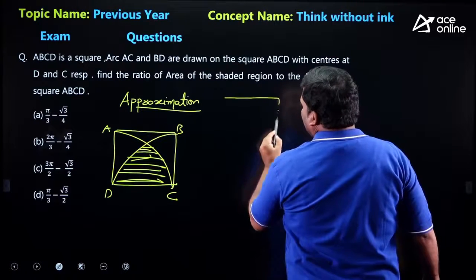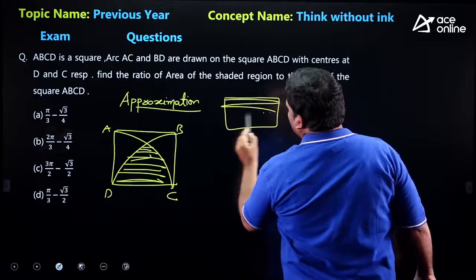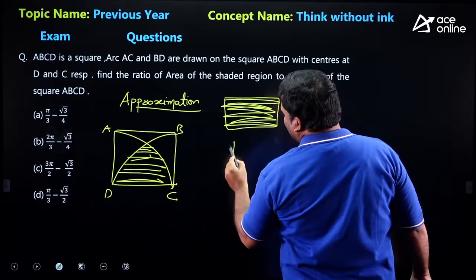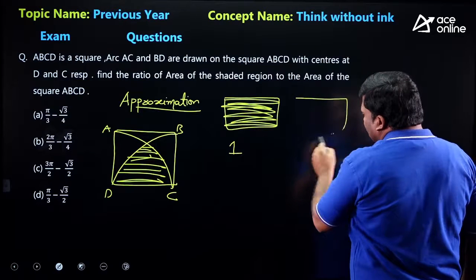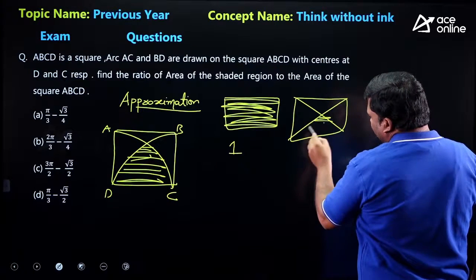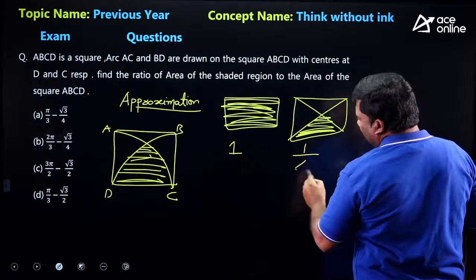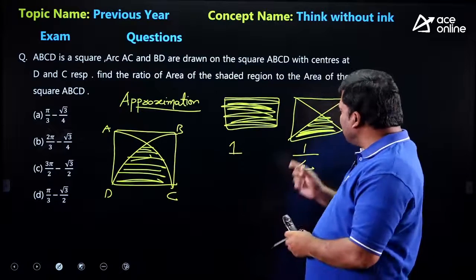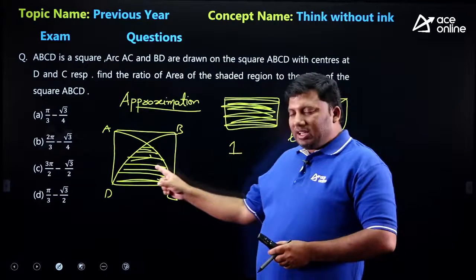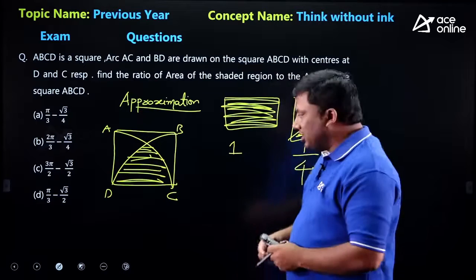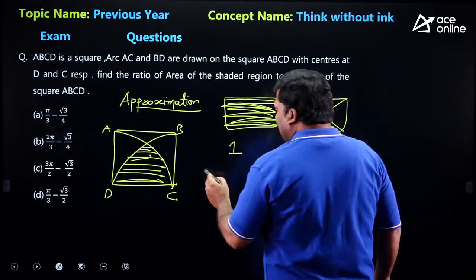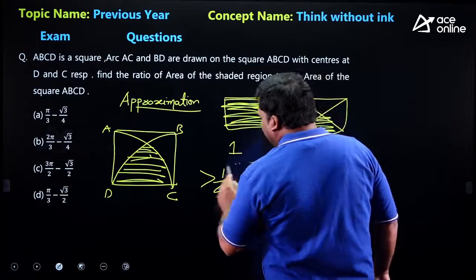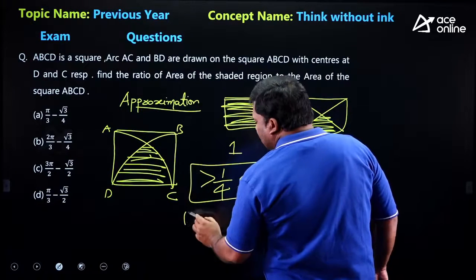Now if you see here, if this is a square, the entire region I require is 1. If diagonals are drawn, this portion is exactly 1/4. Now if you observe this portion, this diagram and this diagram, this portion is a little bulging. That means the answer should be greater than 1/4 and less than 1.